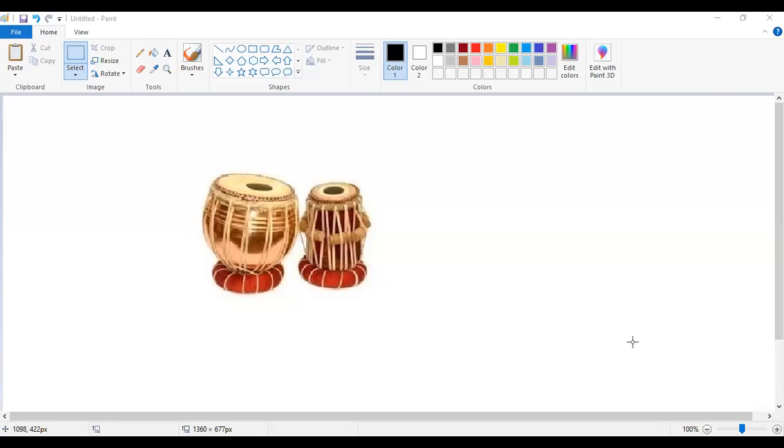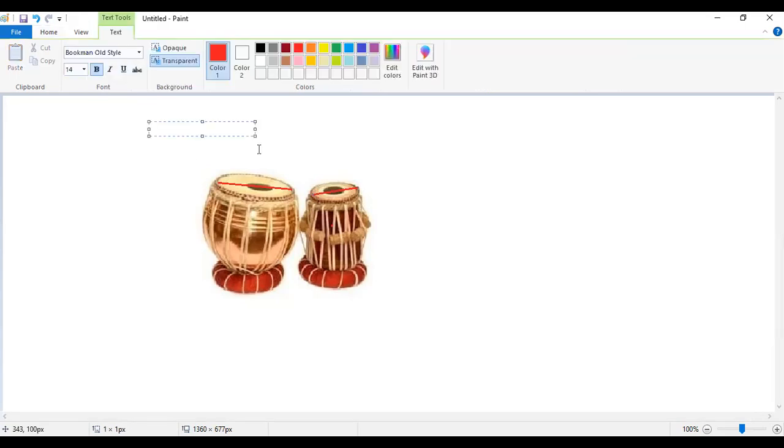I hope you all have seen this in your music room. So what is this? This is a pair of tabla. Now students, see the size, the diameter of the two tabla. If you see the diameter of this first tabla, it is more as compared to the diameter of the second one. So if you find the area, then area of bigger tabla will be more than area of this smaller tabla.